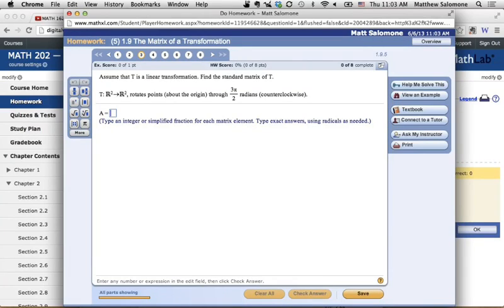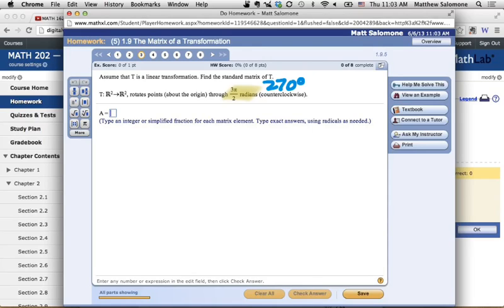So let's take a look at this problem. We have a linear transformation that rotates points through an angle of 3 pi over 2 radians. By the way, how many degrees is 3 pi over 2 radians? 270. So we just want a matrix that rotates points through an angle of 270 degrees counterclockwise.